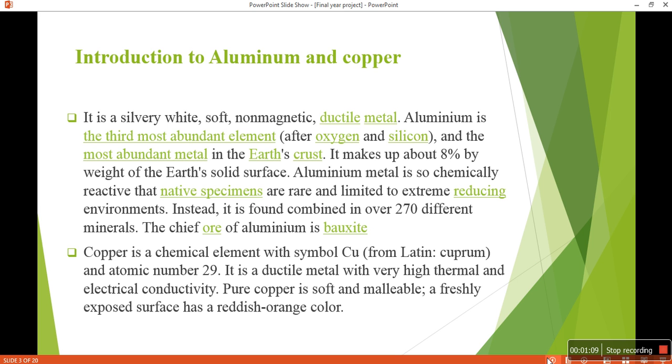Introduction of aluminum and copper. Aluminum is a silvery white, soft, non-magnetic, ductile metal. It is the third most abundant element after oxygen and silicon. Both aluminum and copper are ductile metals. Copper is a chemical element with symbol Cu and atomic number 29, and has very high thermal and electrical conductivity.